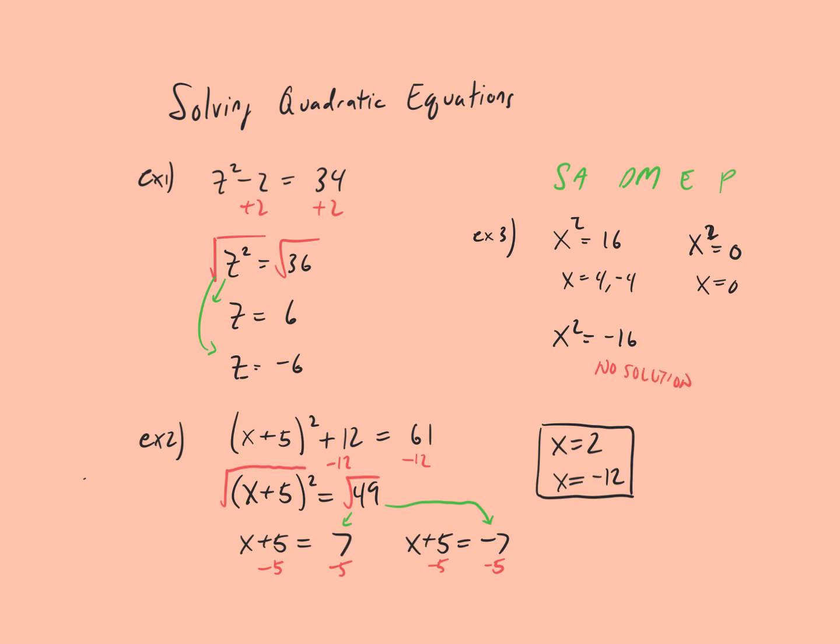So it's doing one of those how many answers there are questions, and that's what you're looking for to judge: if this side is positive, there'll be 2. If this side is 0, there'll be 1. And if this side is negative, there'll be none.